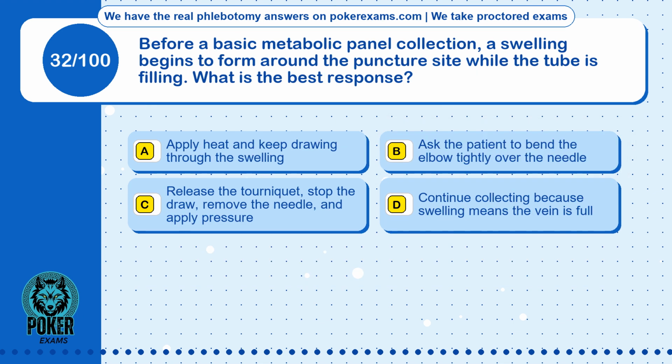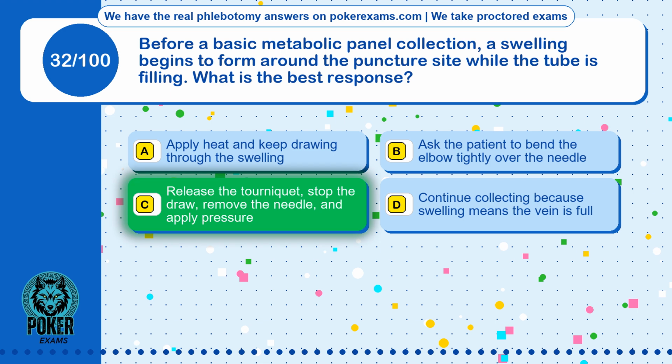Question 32. Before a basic metabolic panel collection, a swelling begins to form around the puncture site while the tube is filling. What is the best response? Option A. Apply heat and keep drawing through the swelling. Option B. Ask the patient to bend the elbow tightly over the needle. Option C. Release the tourniquet, stop the draw, remove the needle, and apply pressure. Option D. Continue collecting because swelling means the vein is full.